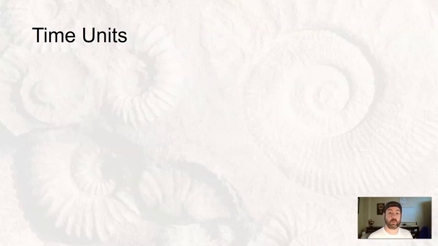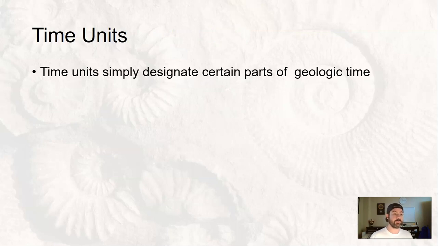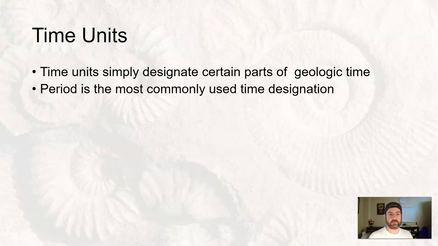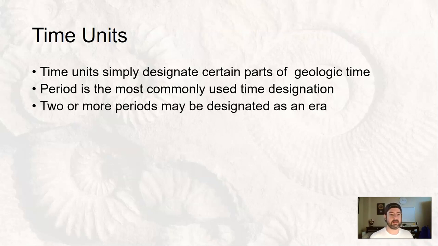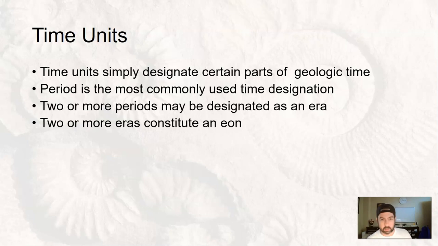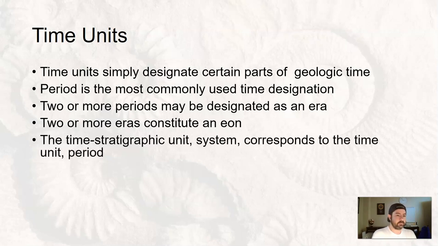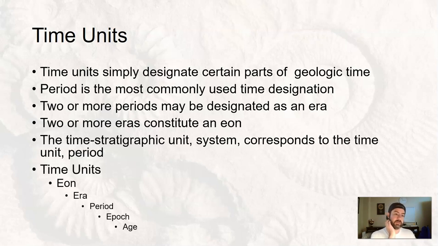However, time units we've already worked with, and we will continue to do so. They designate simply certain parts of geologic time. The period is the most commonly used time designation. I've mentioned this in the past. 2 or more periods make up an era. 2 or more eras make up an eon. But you can also break down periods into smaller units. But the period is the most common one that we use. The time stratigraphic unit system corresponds to that of the period. So the different time units, we have eons, eras, periods, epochs, and ages.